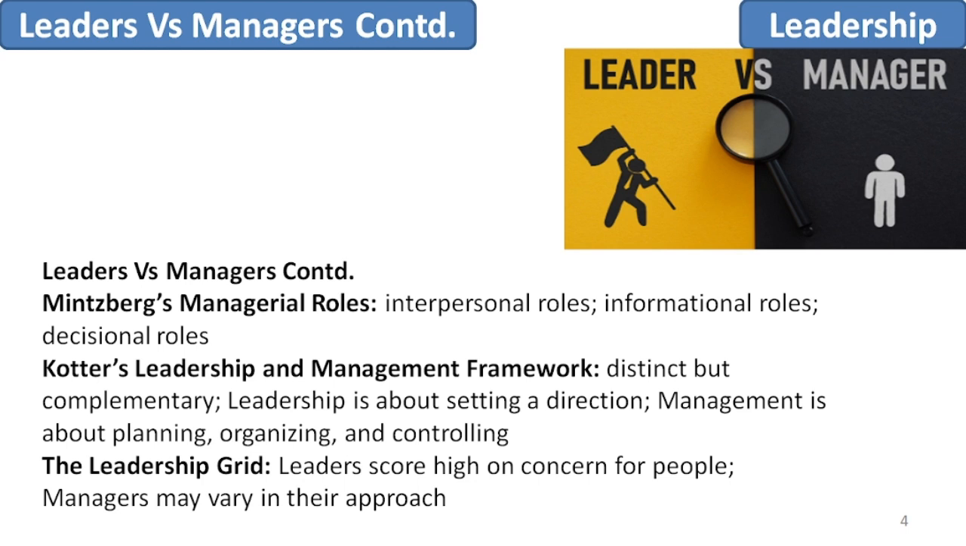The Leadership Grid, Blake and Mouton. The Leadership Grid categorizes leadership styles based on concern for people versus concern for production. Leaders who score high on concern for people and high on concern for production are considered to have an effective leadership style that aligns with transformational leadership. Managers may vary in their approach depending on their focus on either concern for people or production.